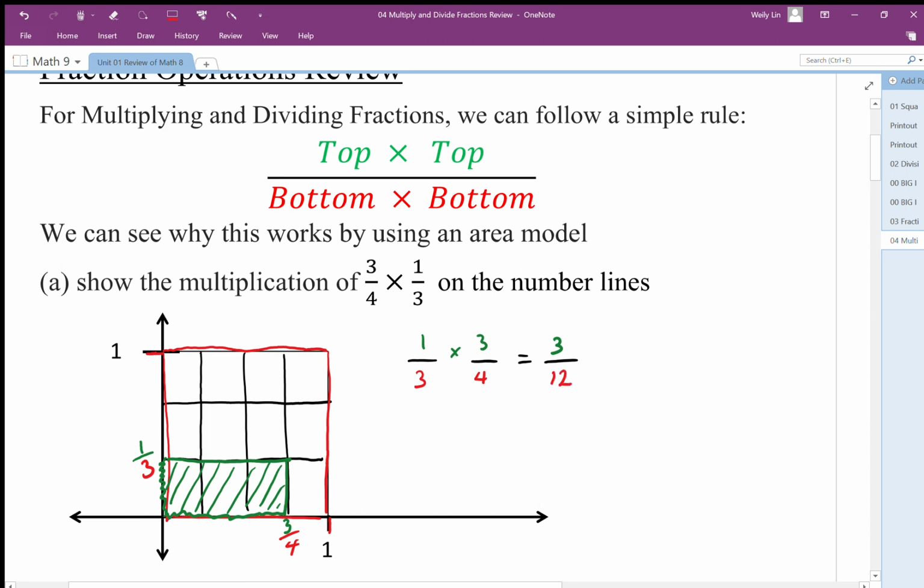We can see that the area is going to be 3 out of 12 parts, and that's going to be the area or the answer to the fraction multiplication. And we can get that through top times top to get the shaded, and bottom times bottom to get the number of pieces that make up the whole.